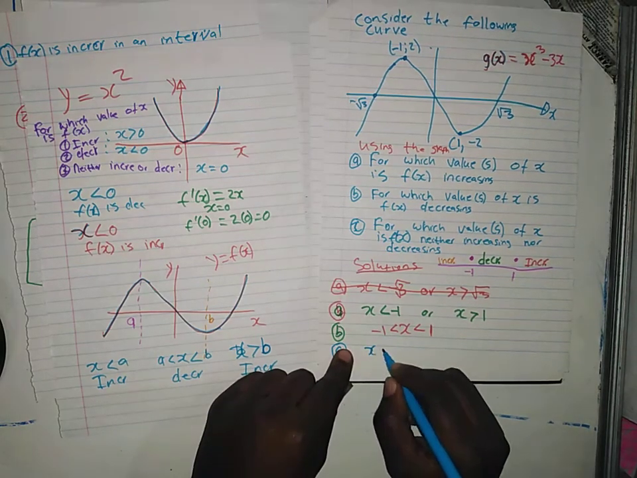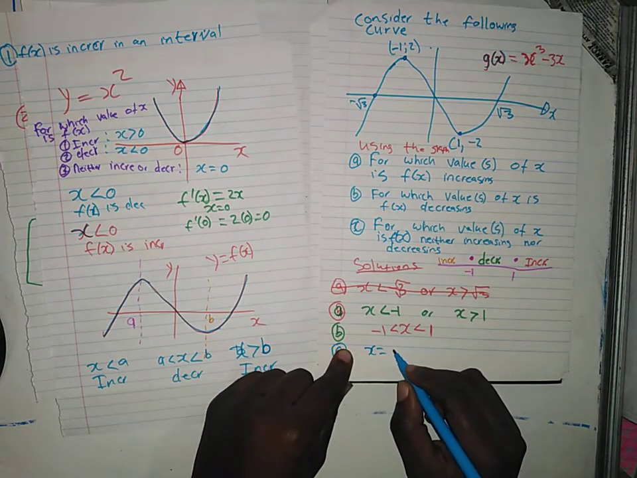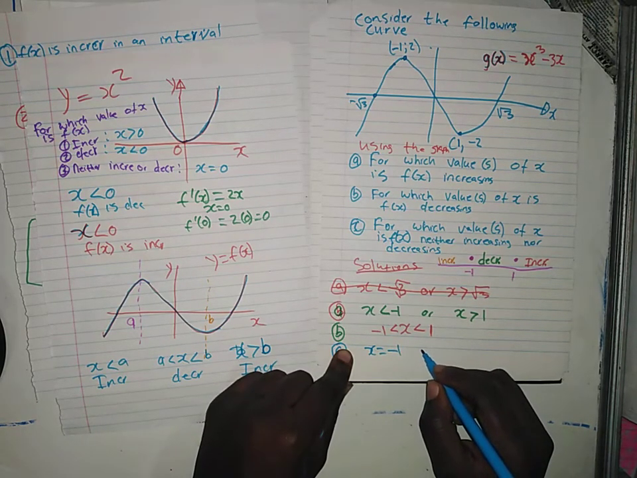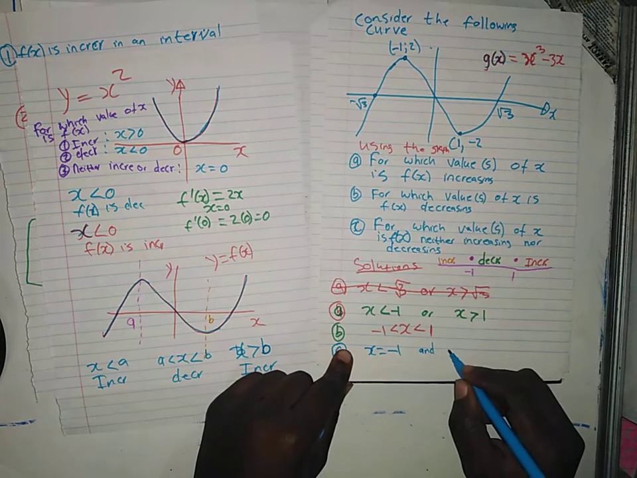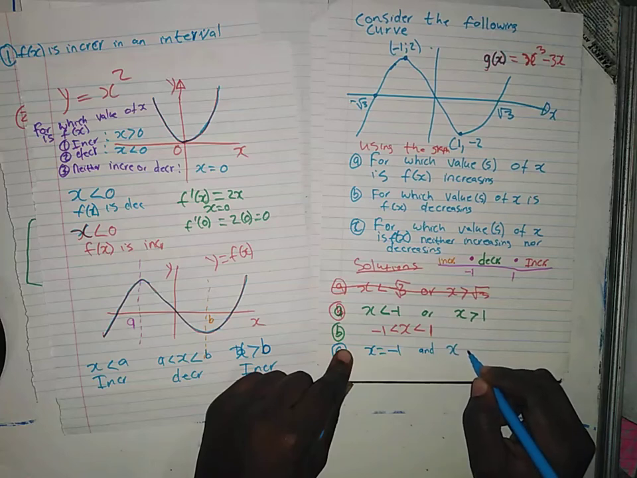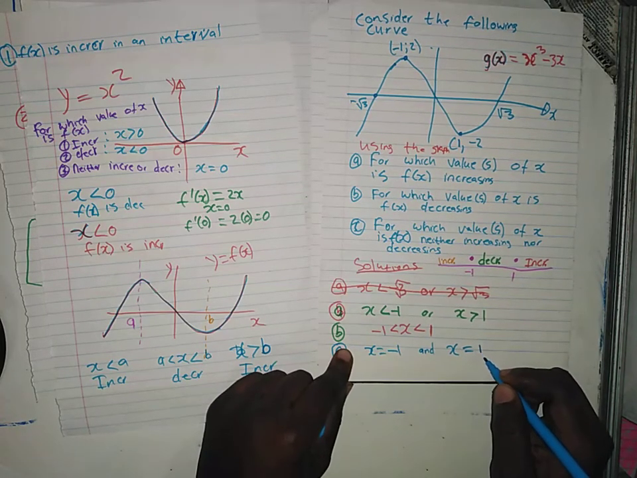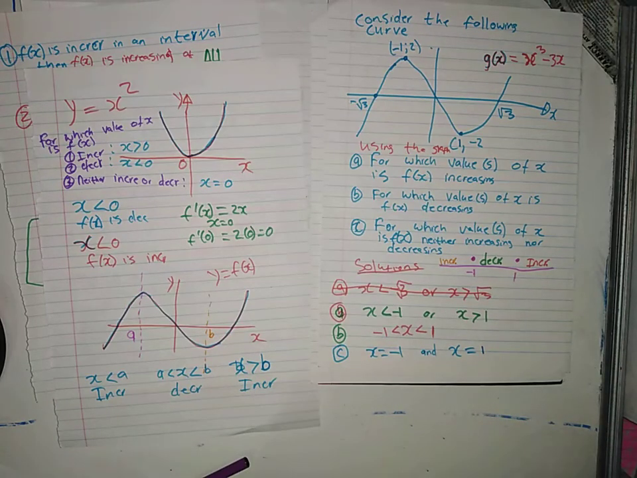It is x equal to the first x of the turning point, which is minus 1, and x equal to what? These are the value or values of x where the graph is neither increasing nor decreasing.